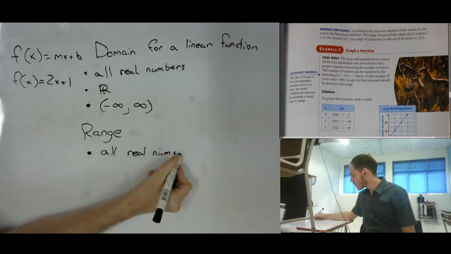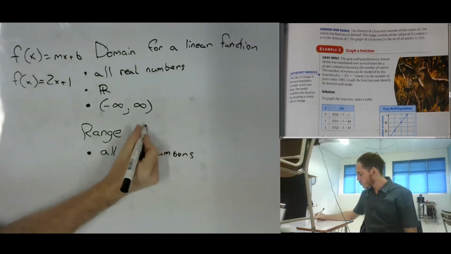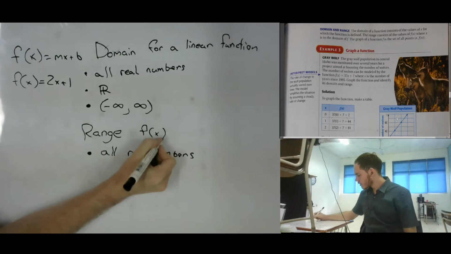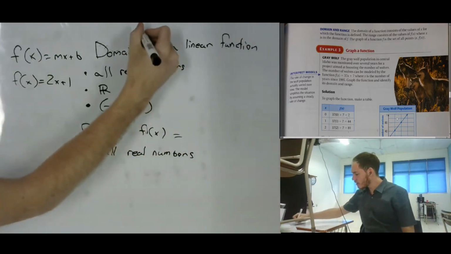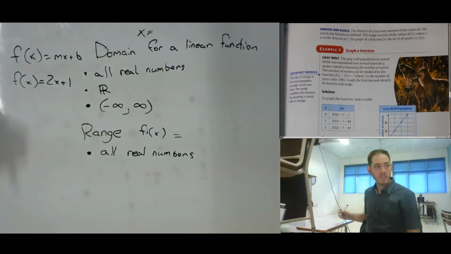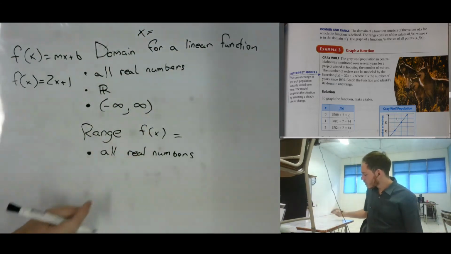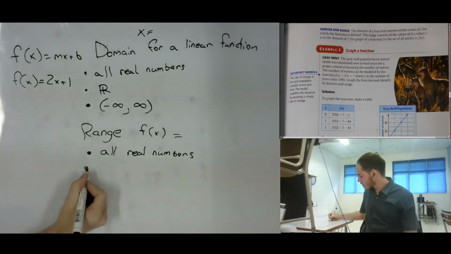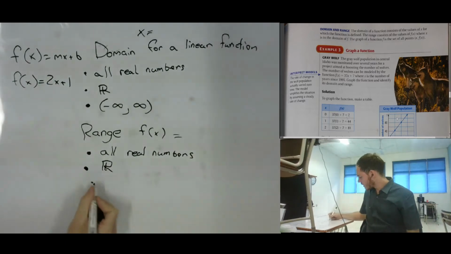Okay, what's range? Range is what f of x can equal, okay? Domain is what x equals, okay? So range is what f of x equals. Domain is what x equals. So this is all real numbers. And then this is the same.